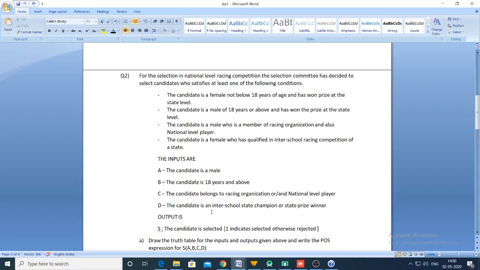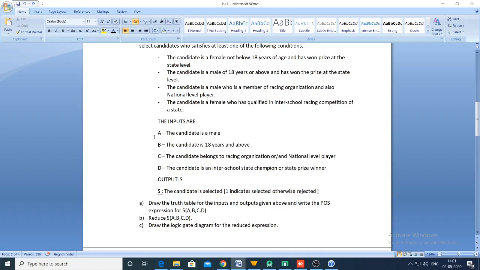B, C, D. Okay. So in this problem, when you look into the input variables, there are 4 input variables involved: A, B, C, D, and the output variable is S. So now our problem is based on this input, how we can get S. That is the one. Okay. So the output variable S depends on these 4 input variables.